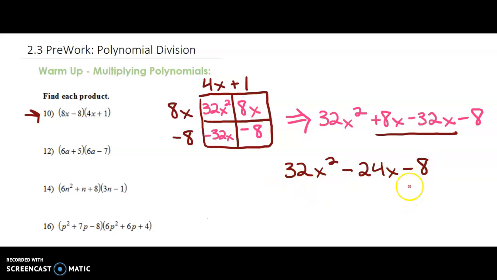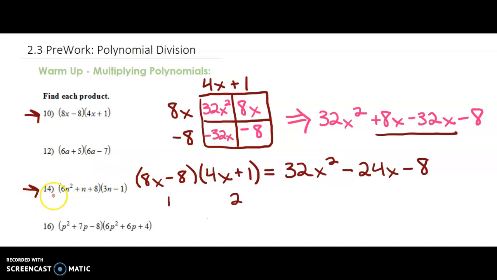Now, what is that equivalent to? Again, we got that by multiplying 8x minus 8 times 4x plus 1. Two factors, 1, 2, being multiplied together to get us this polynomial. We can use this same process to multiply any size polynomials. It doesn't just have to be a binomial times a binomial, right?